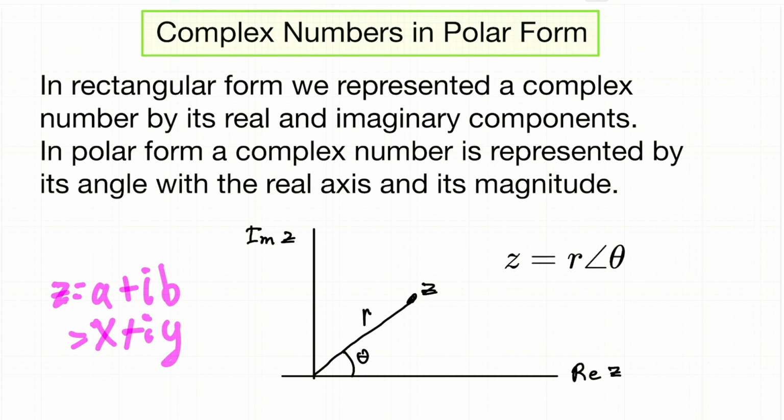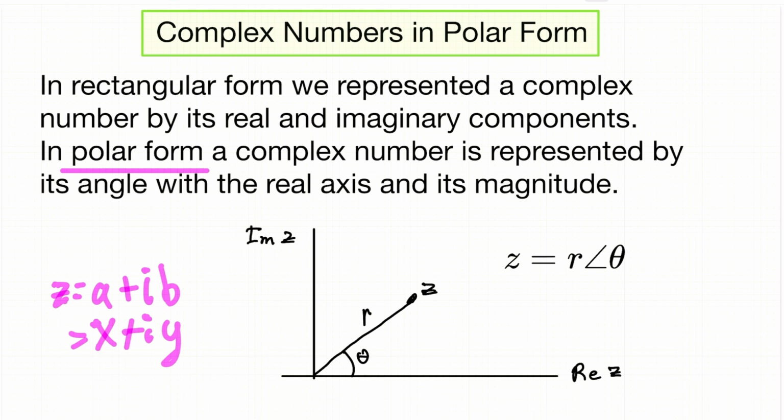So now we can also represent a complex number in what we call polar form. This has certain advantages, especially in engineering when we're dealing with voltages and currents. And so what I'm going to do in this video is show you how to convert from rectangular to polar and go over what the polar coordinate system means.